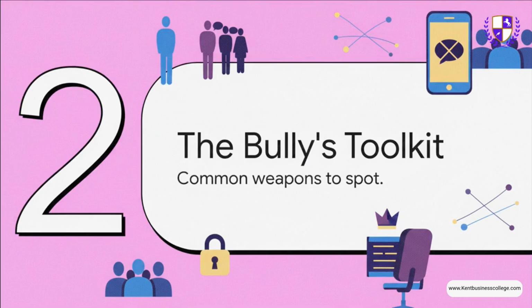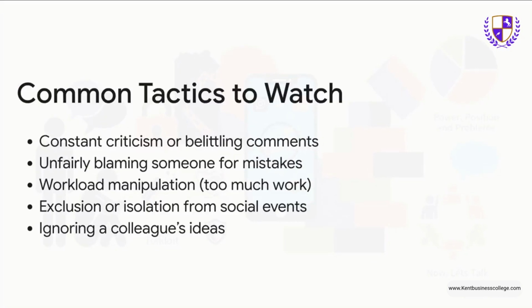This brings us right to the bully's toolkit. Now that we've got the categories down, let's look at the specific tools or behaviors that people actually use. These are some of the heavy hitters you need to watch for. It's not just one bad day, right? It's a pattern of constant criticism, of always being the one to get blamed when things go south. It could be freezing someone out of the team or just completely ignoring their ideas in meetings, making them feel like they're not even there.